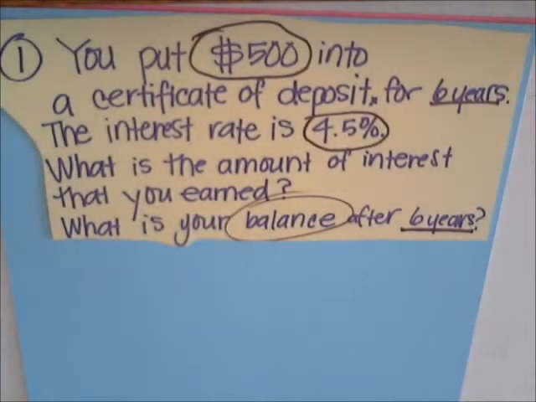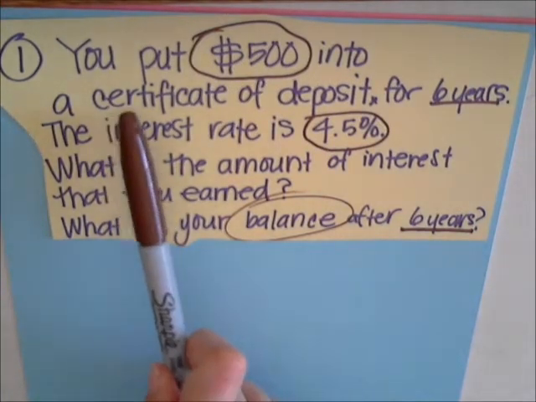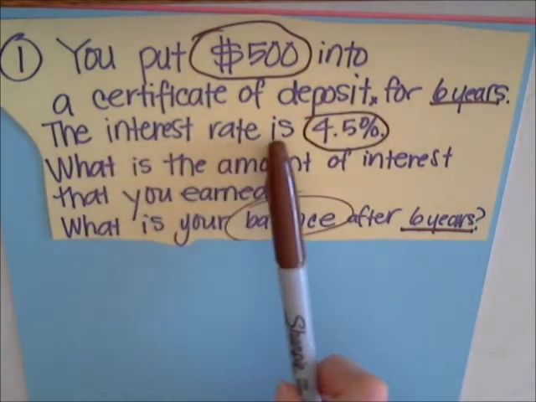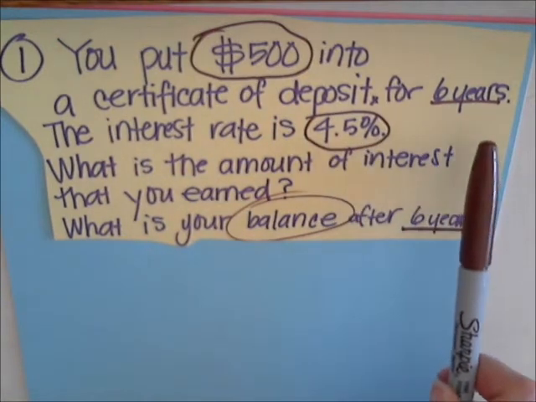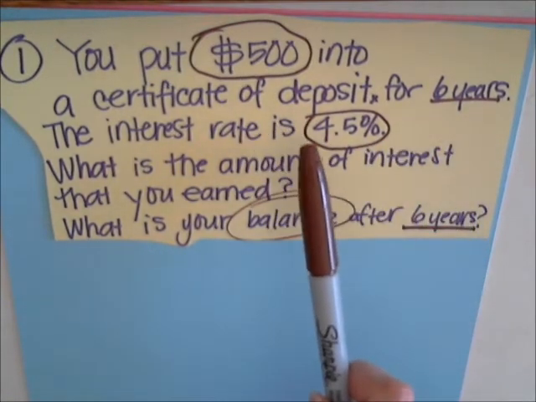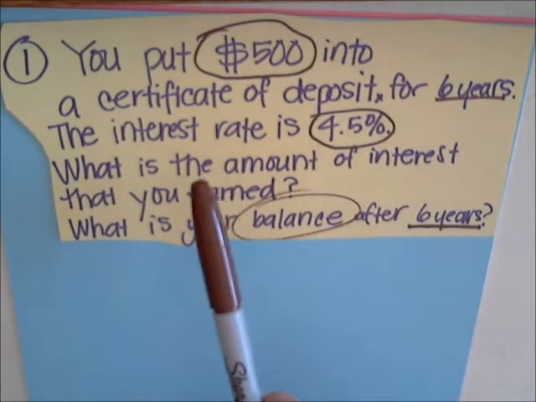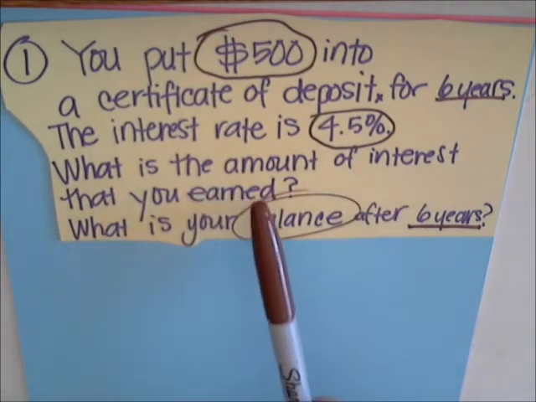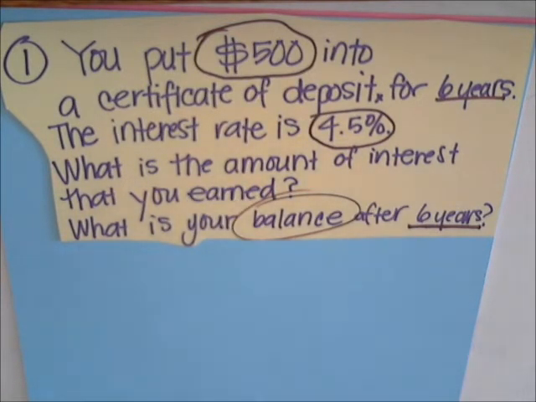Okay, let's go ahead and get started with our first word problem. As you can see, I've already done some circling, but let's go ahead and read it together. You put $500 into a certificate of deposit for 6 years. The interest rate is 4.5%. What is the amount of interest that you earned? What is your balance after 6 years?